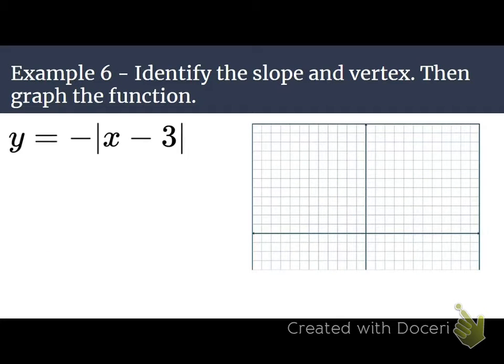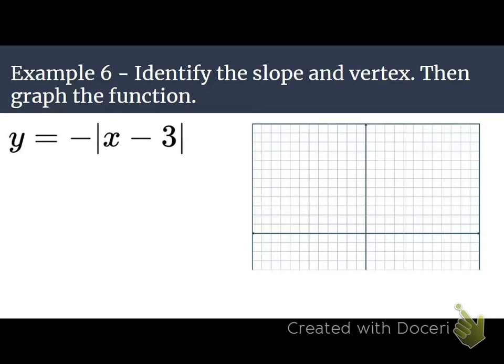One more. I'm going to give you a minute to try on your own. But first thing, is this going to be a normal V or upside down V? Good. This will be an upside down one because our slope will be negative. So go ahead and try this one and we'll talk about it together in a minute.